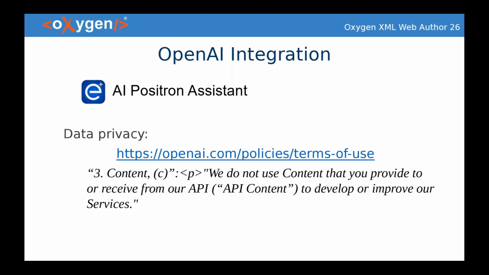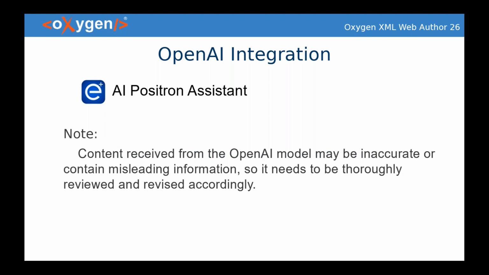Now, a very important subject is data privacy. The terms of use of OpenAI say that the content that you provide to and receive from the API will not be used to develop or improve the services of OpenAI. So it is not like when you use ChatGPT directly from the browser. Another important note: the content that you receive from the OpenAI model may be inaccurate, so you need to review this content before you actually use it in your documents.